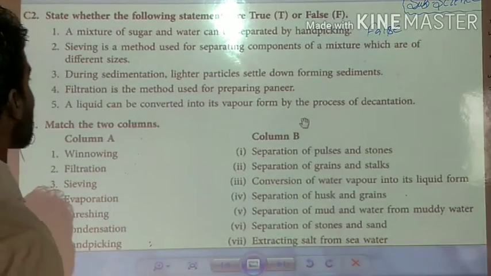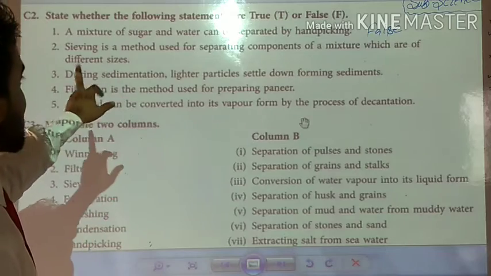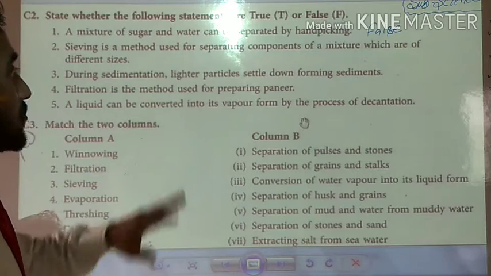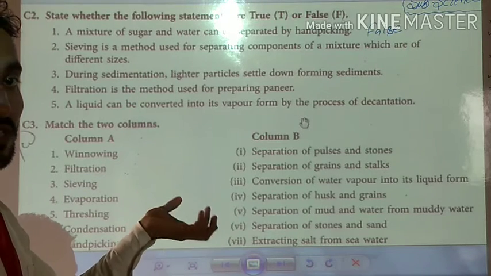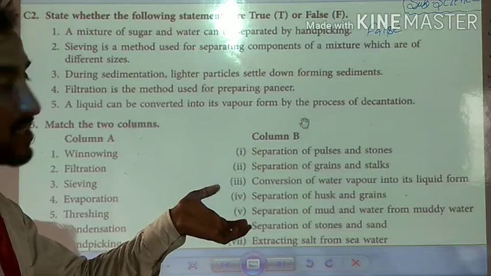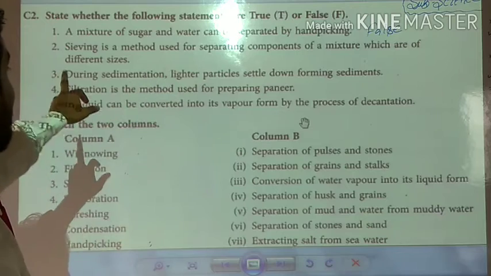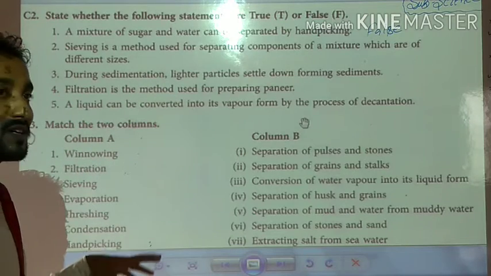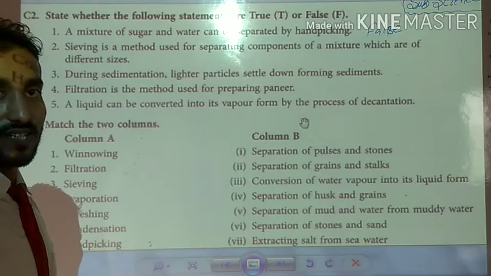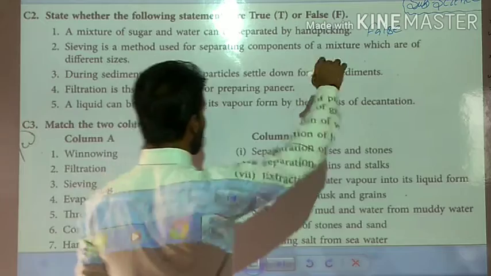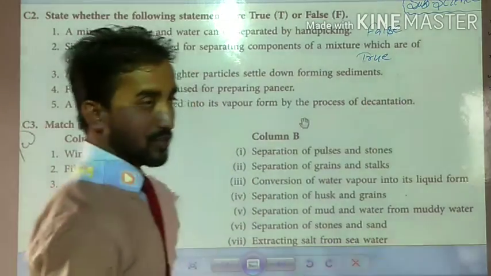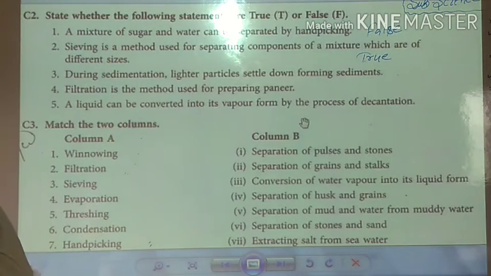So students, the next question: sieving is a method used for separating components of a mixture which are of different sizes. Till here it is okay, because sieving is a process by which we separate two different types of substances of different sizes. Yes, definitely, it is true. Sieving is used for the separation of two different types of substances.